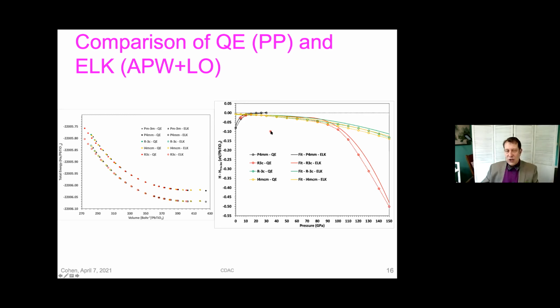Here, the points are the pseudopotential Quantum ESPRESSO points, and the lines are fits to the LAPW results. We don't have pressures computed directly with LAPW, so we fit a Vinet equation of state and extract the pressure from that. And you can see that it very closely mimics the Quantum ESPRESSO results. It's also showing that this ferroelectric R3c phase is becoming stable at very high pressures.